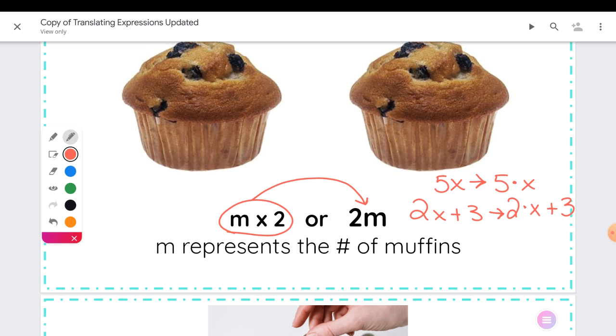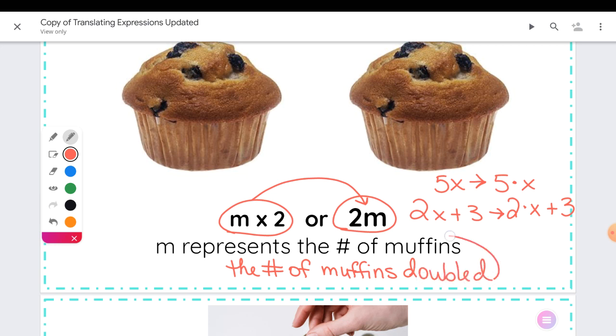Who thinks they can give me an expression? So words, well here, I'll do this one. We're going to write an expression for this numerical expression, this algebraic expression. We're going to do words. I want you to write the number of muffins doubled. That would be an expression to represent the number of muffins doubled.